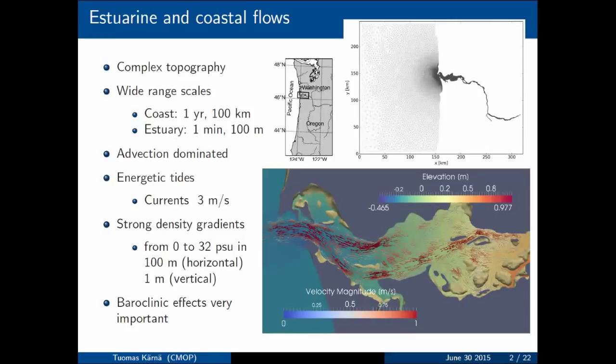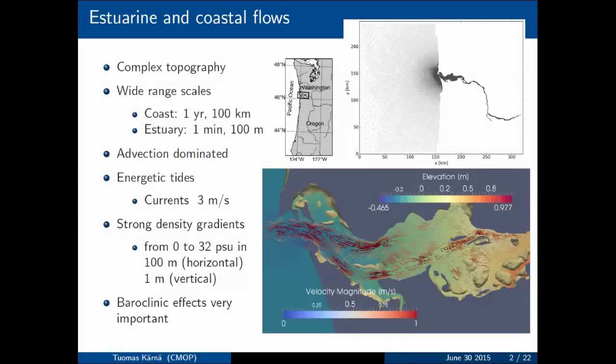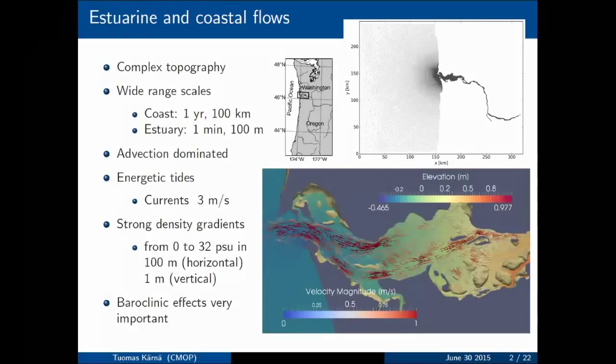And at the same time, you get strong density gradients because you get strong fresh water coming in from the river and then saline water from the ocean. So you can go from 0 to 32 PSU, the practical salinity unit, in really short scales in horizontal and vertical. So, yeah, it is essentially density. The baroclinic effects are really important. So the density does matter here.